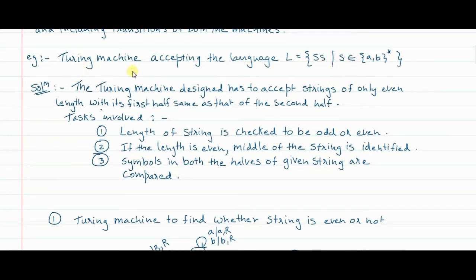We need to design a Turing machine to accept the language L = {SS such that S belongs to (a,b)*}. Looking at this language, one thing is very clear: S is a string that belongs to (a,b)*, which means S can be any combination of a's and b's. For example, if S is abb, then the valid string will be abb abb. So S should be repeated once again, and such strings should be accepted. We need to design such a Turing machine.